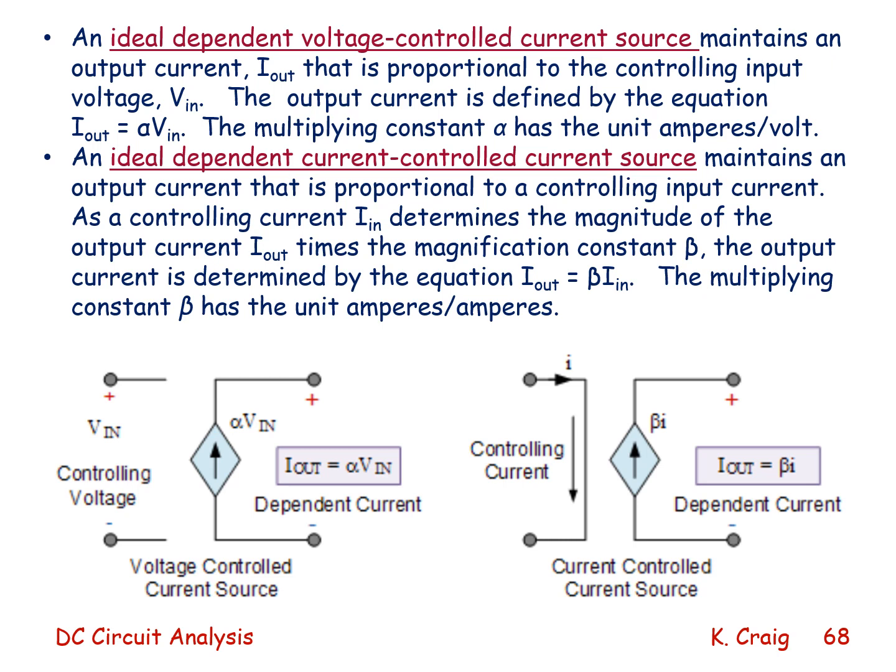An ideal dependent current-controlled current source, which we see here, maintains an output current that is proportional to a controlling input current. The controlling current I in determines the magnitude of the output current I out times the magnification constant beta. The output current is determined by the equation I out equals beta times I in. The multiplying constant beta has the unit amperes per ampere. It is dimensionless.